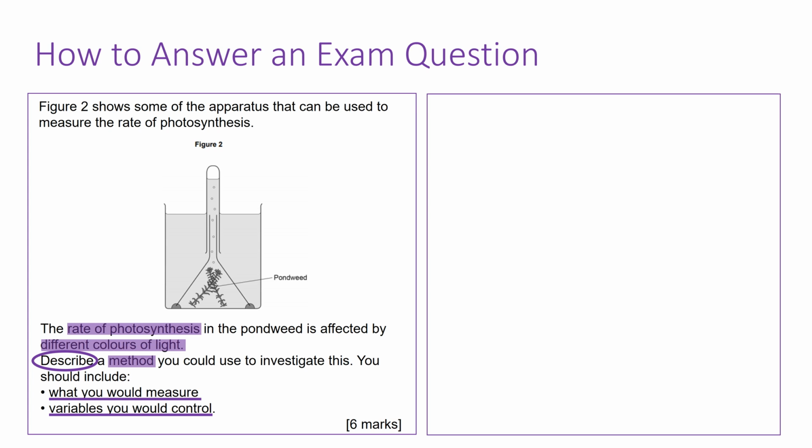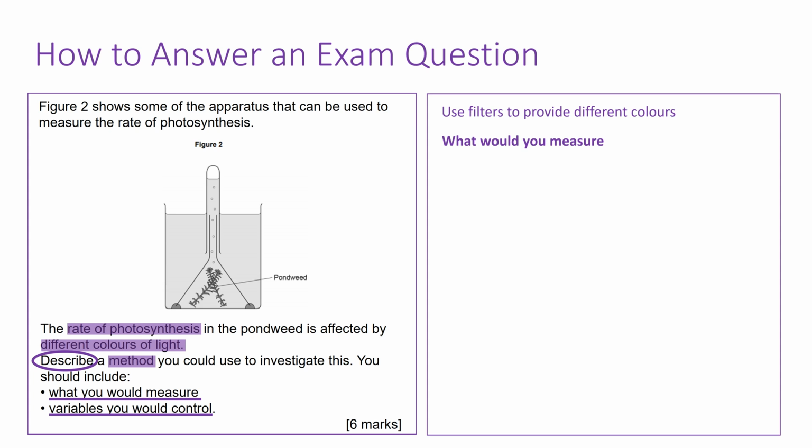So if I was answering this question, I would use the bullet points to structure my answer. I'd begin by giving an overview of the method, explaining that I would use filters to provide the different colours of light. I would then use the bullet points, as I said earlier, to structure the answer.